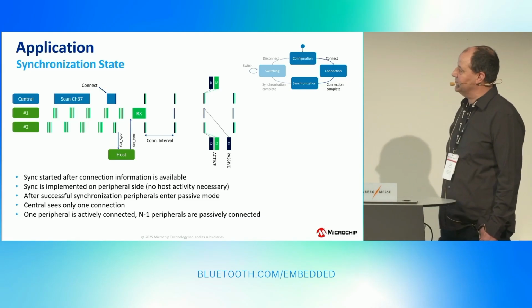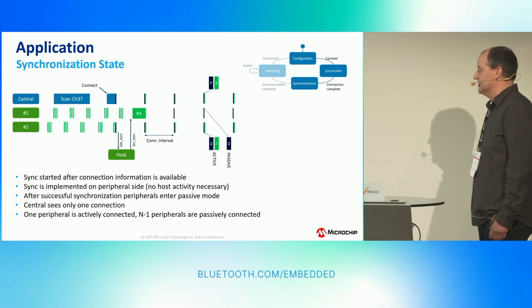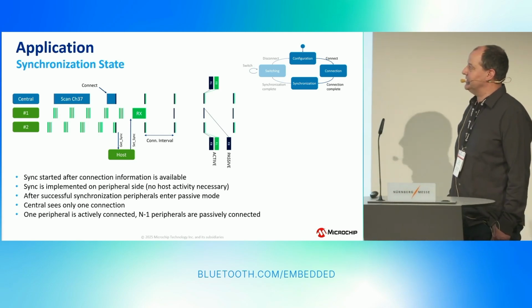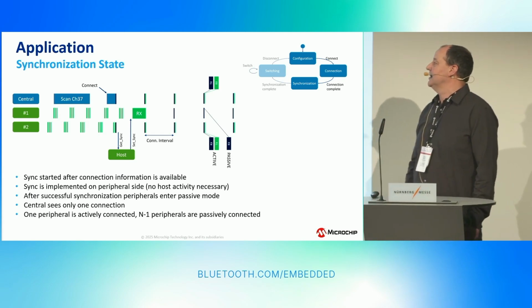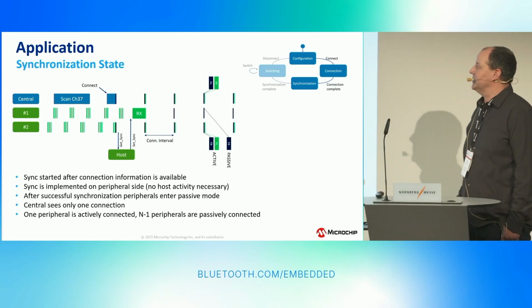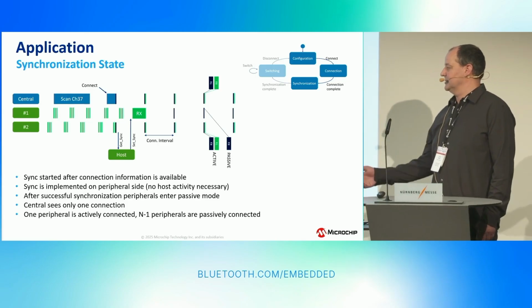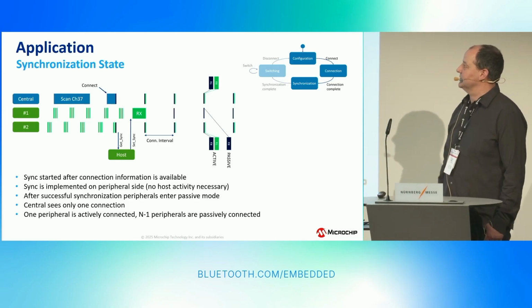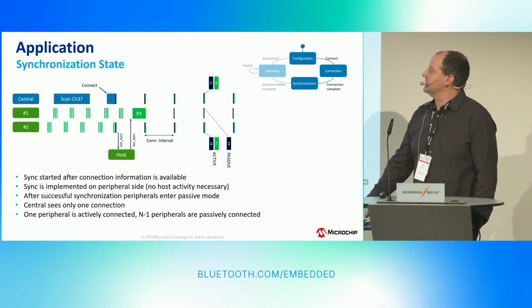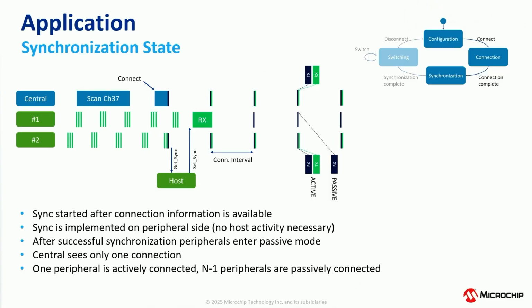One is active connected, which means it gets the data from the central and sends back the response. And the second one, peripheral 1, is passive connected. It also receives the data from the central with the correct timing, but it does not send any reception back to the central device. So the central device is still only connected to one device, and of the peripheral devices, one is active and the other one is passive.